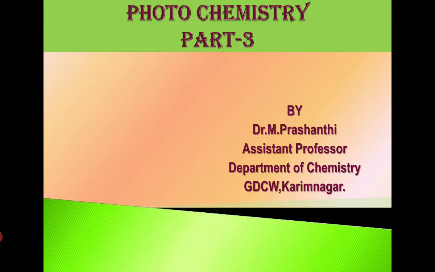And in the second part of photochemistry, we discussed quantum efficiency, that is what quantum efficiency is and what the types of quantum efficiencies are, with examples. And now in this part we will discuss the photo processes. Let us see what these are.